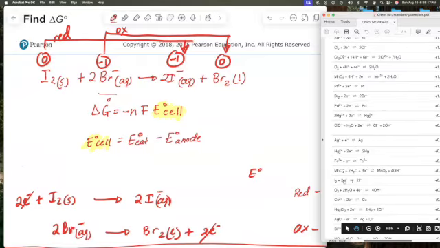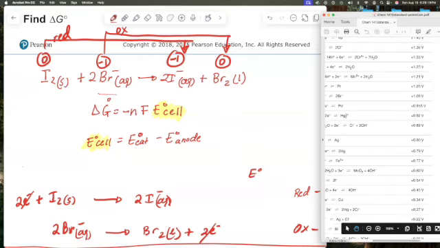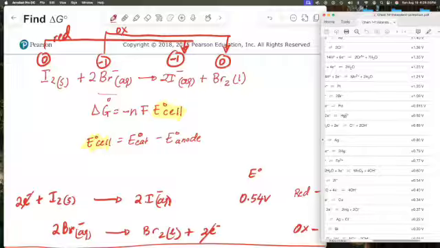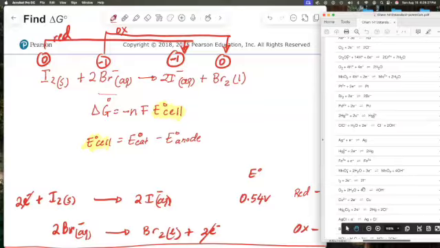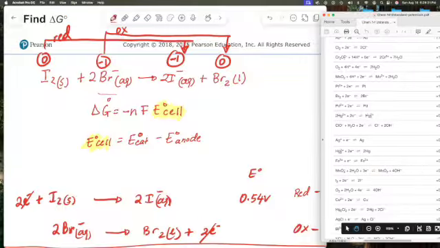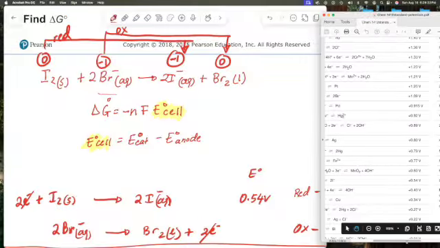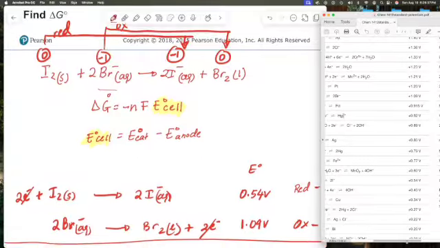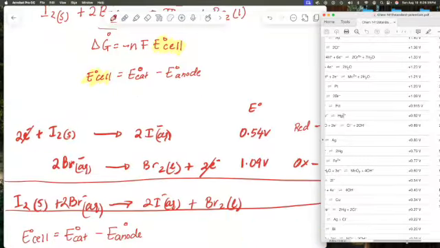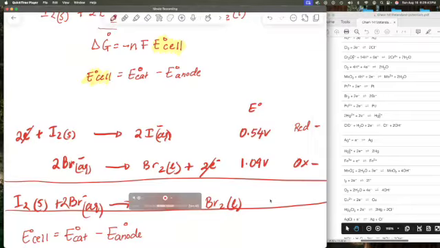Oh, there's I2, 0.54 volts, right? And then let's look for Br. There's Br, 1.09 volts. Okay. Yeah. So now that we got these, let's go ahead and continue from here.